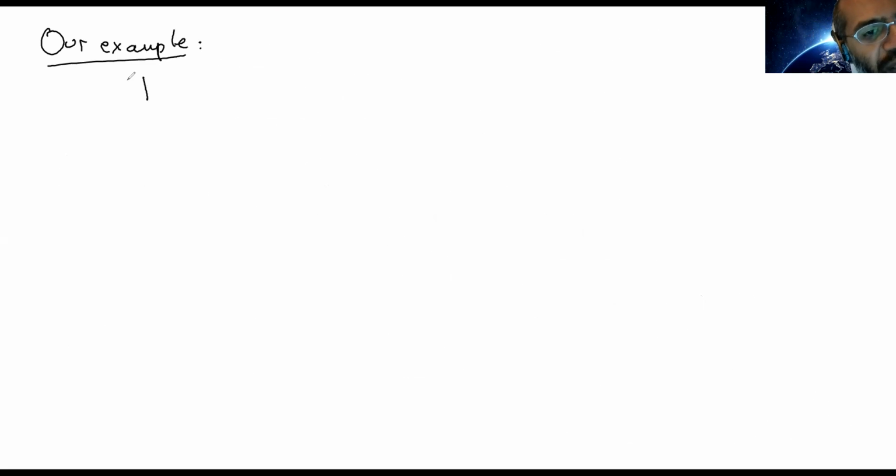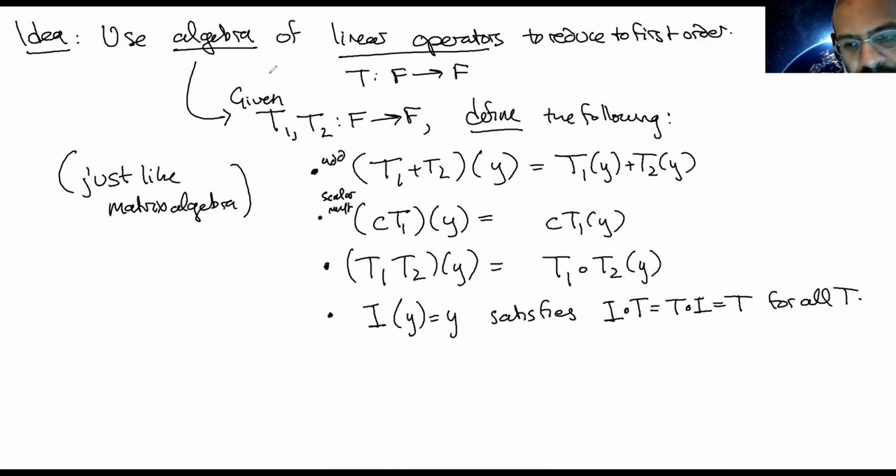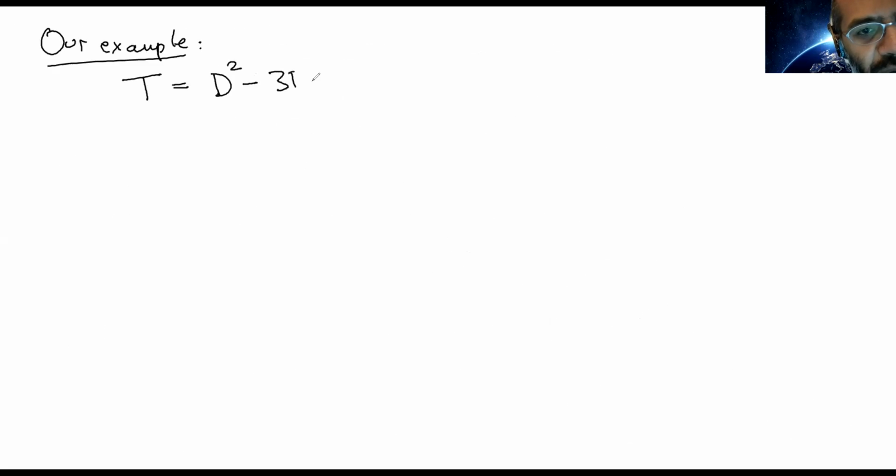So I have T, which equals, I'm going to write it in a funny way. I'm going to write it as D squared minus, I forget, was it a 3 or 4? 3. 3D minus 4I, where D is a differentiation operator.